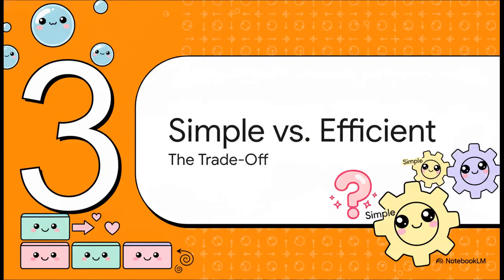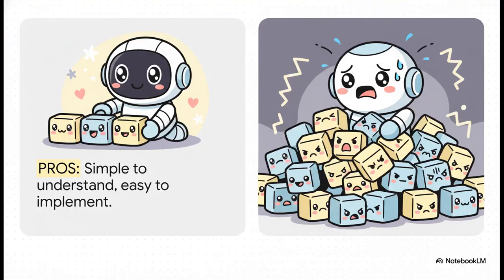Okay, so we've seen how bubble sort works, and its logic is incredibly straightforward. But, and this is a big but, that simplicity comes at a price. This leads us to the big question. Is it actually any good? This is where we get into the algorithm's biggest trade-off. Bubble sort's greatest strength is right there on the left.